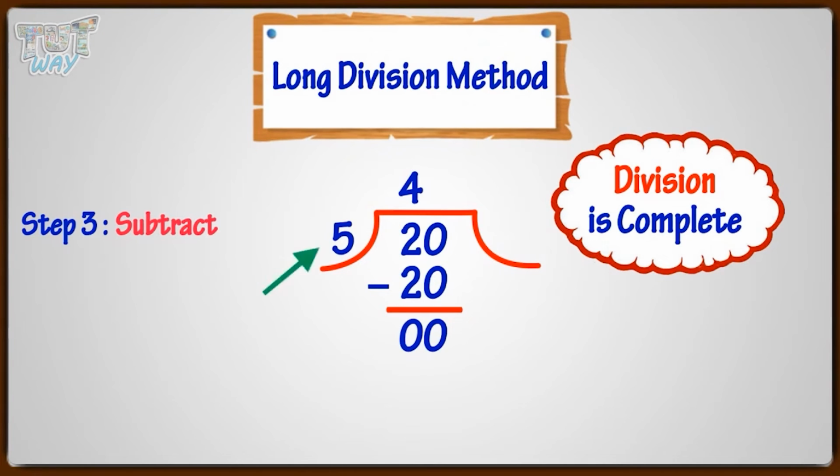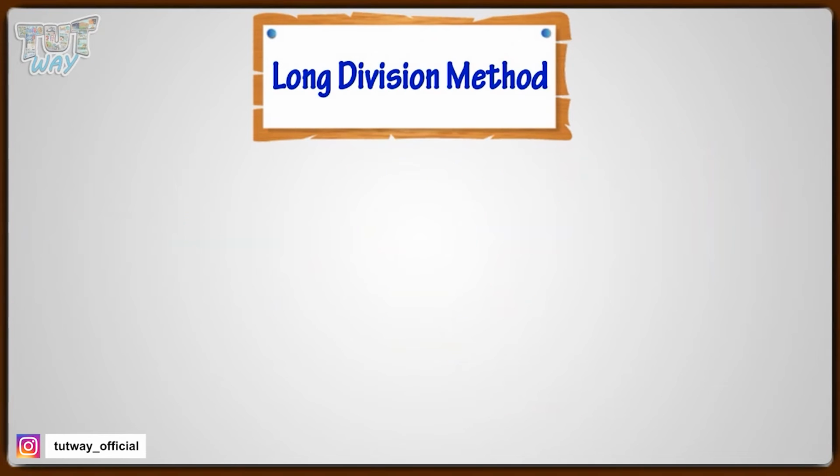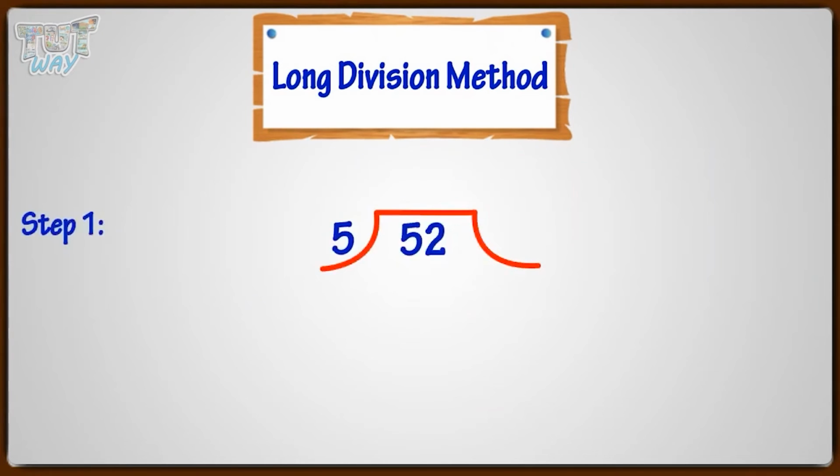5 is divisor. 20 is dividend. 4 is quotient. And remainder 0. So, 20 divided by 5 is 4. Good. Now, let's take another example. We have to divide 52 by 5.